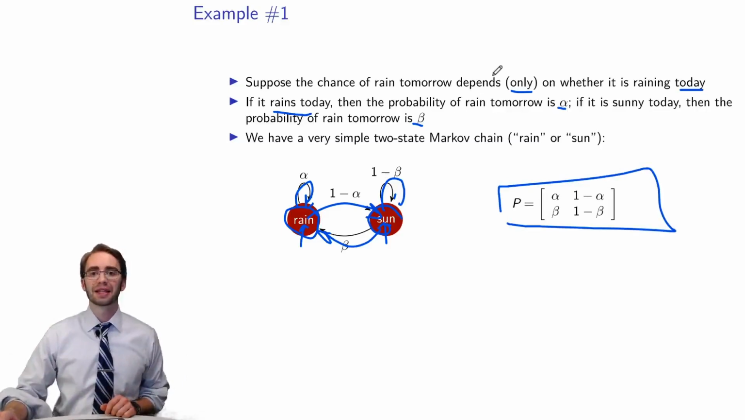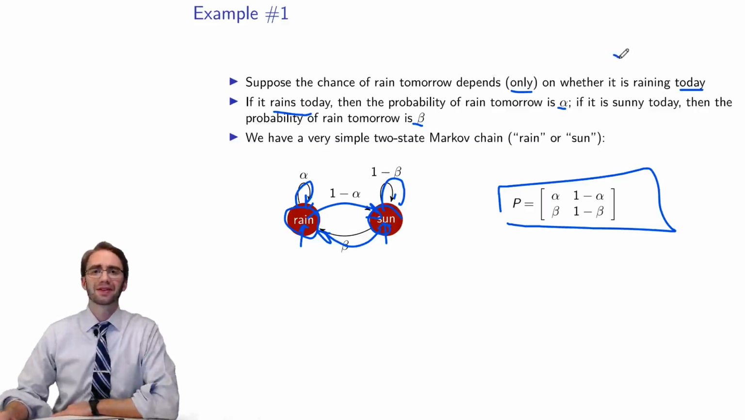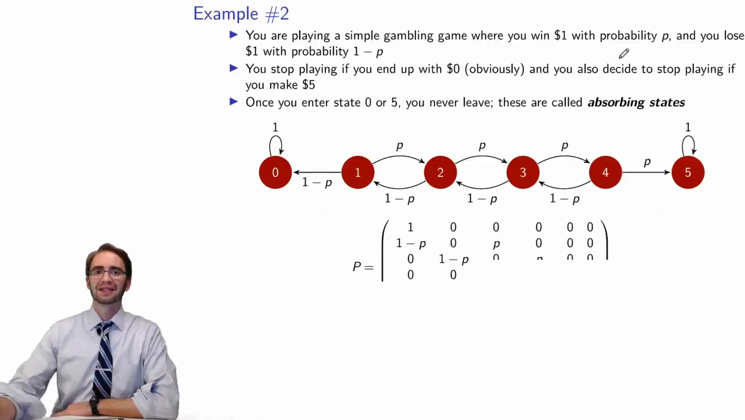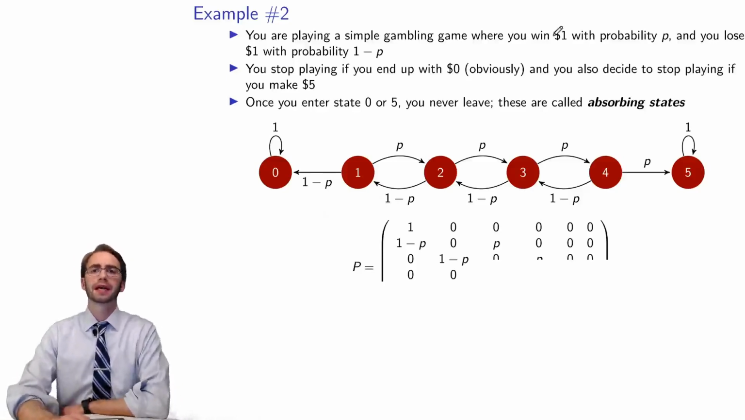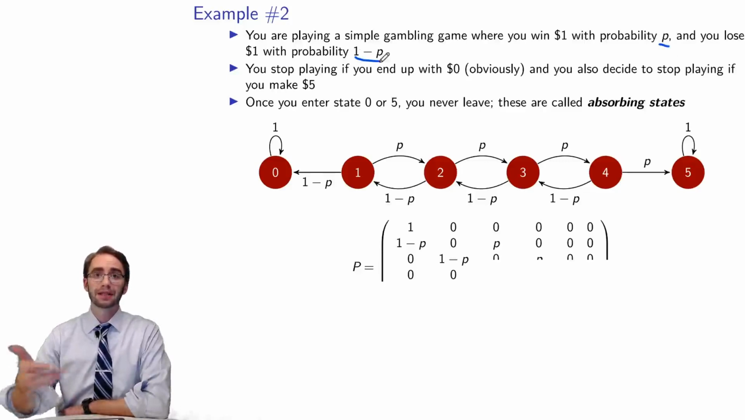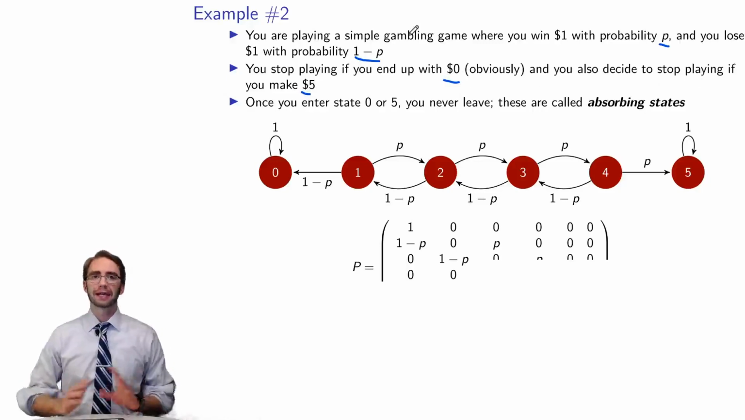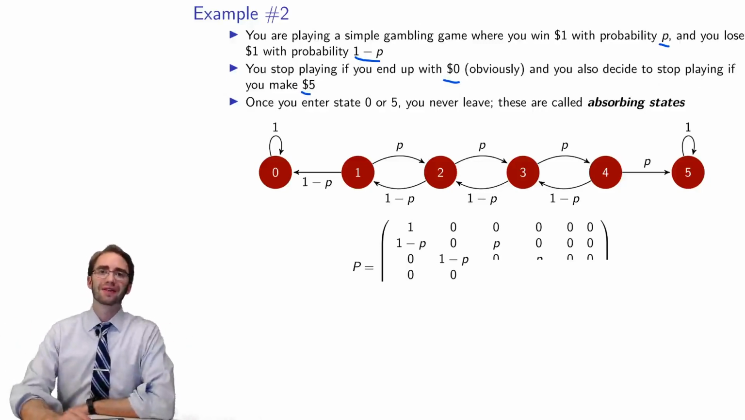Let's do something a little more interesting. Let's do gambling. Not surprisingly, there are a lot of gambling examples in these kinds of stochastic problems. So example number 2, you're playing a simple gambling game where you win $1 with probability P and you lose $1 with probability 1 minus P. So you win or you lose. Obviously, you stop playing if you go broke and have $0. But let's say you also stop playing if you make $5. If you end up with $5 in your hand, you're going to say, I'm happy with what I've made, I'm going to leave, and I'm done.